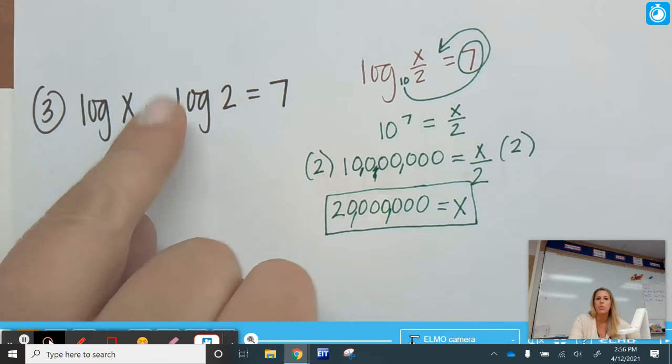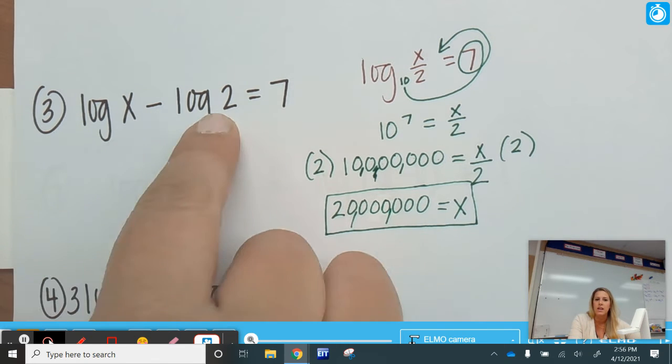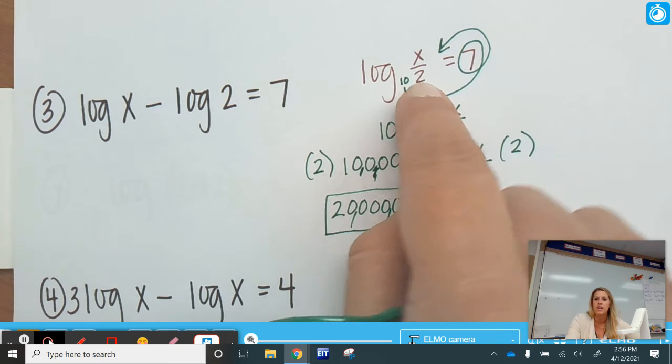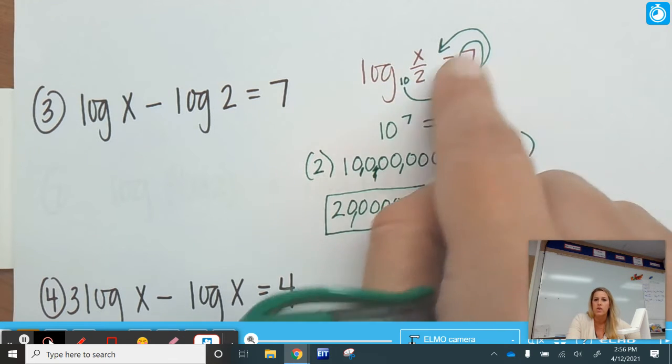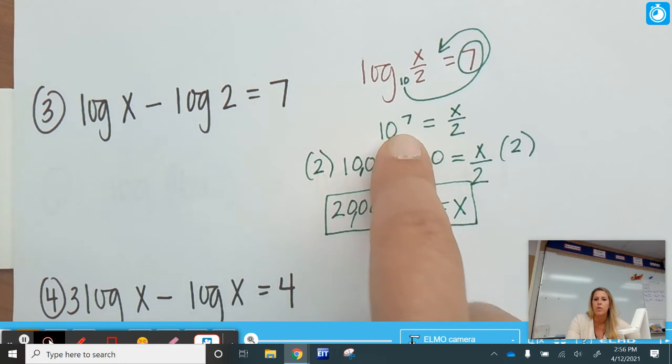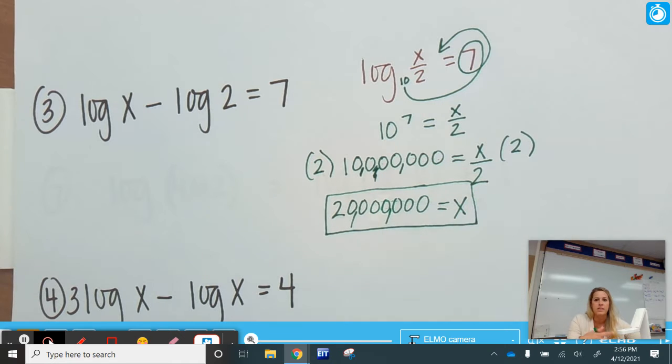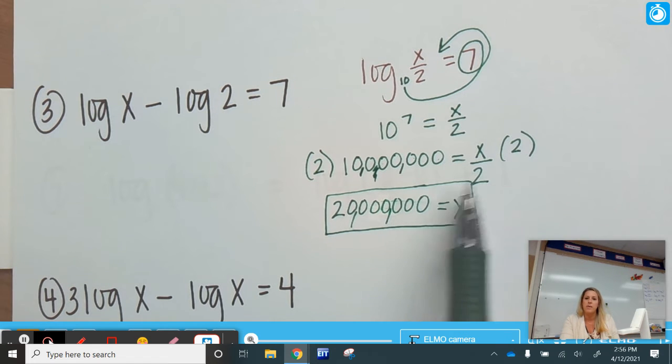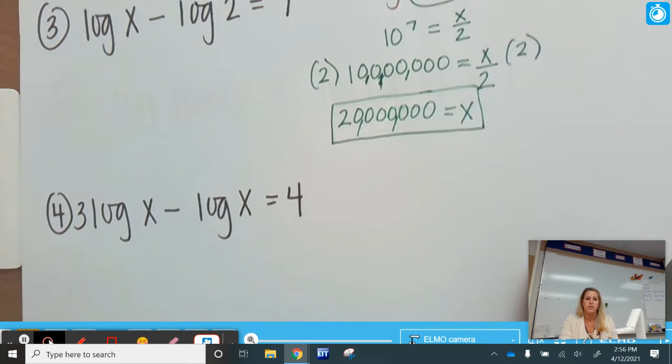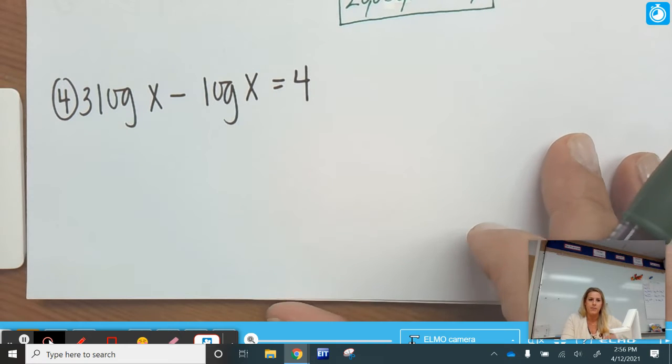Okay, so again, we brought them together, dividing. So once I divided, now I have one log. Now I can go ahead and convert to exponent form and then just simply solve for x. Now solving for x could be a number of things. This is just one of them, where I divided out or multiplied by 2 to get my x by itself. So let's see what happens with 4.